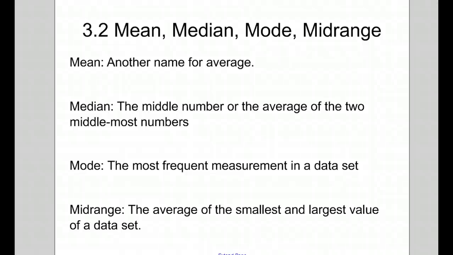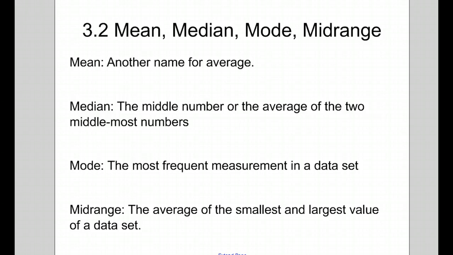Alright, this is your 3.2 notes. 3.1 is just like a review and a preview section. 3.2 is the actual first new section of chapter 3. So in this chapter, we're studying measures of center, the middle of a data set.